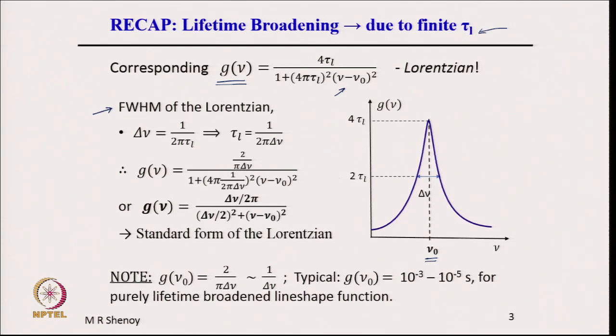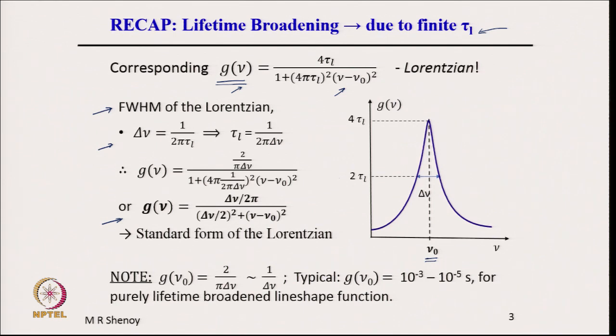For the Lorentzian, we have seen that it is given by delta nu is equal to 1 divided by 2 pi tau L. And if you use this to write tau L is equal to 1 by 2 pi delta nu and substitute in the expression here for g nu, then we can get an expression for g nu which is of this form. G nu is equal to delta nu by 2 pi divided by delta nu by 2 whole square plus nu minus nu 0 the whole square.